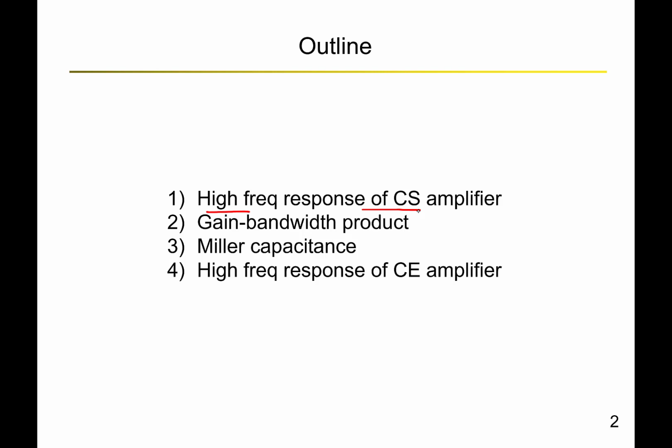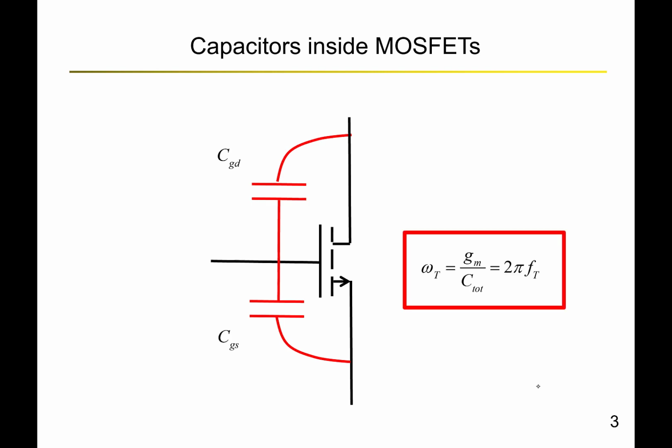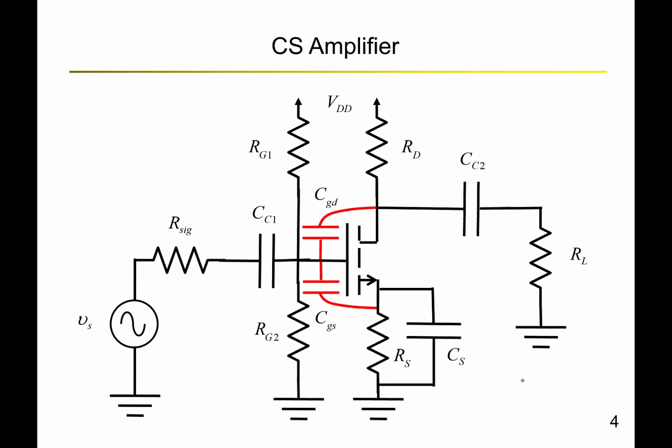But that is typically an application of what we have said. So again, remember the capacitors inside the MOSFET create the high frequency response, CGD and CGS, and we can give the omega t as gm over the C total. The common source amplifier has these two capacitances added to it.